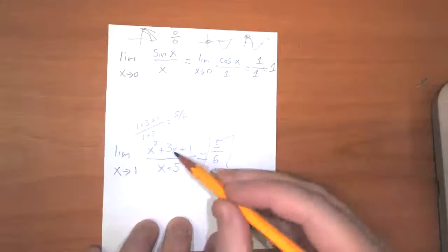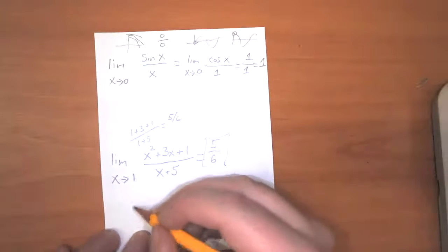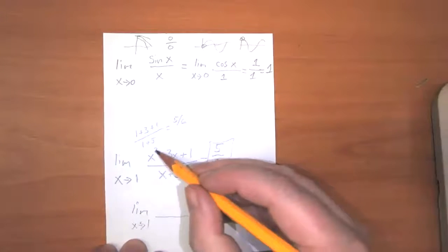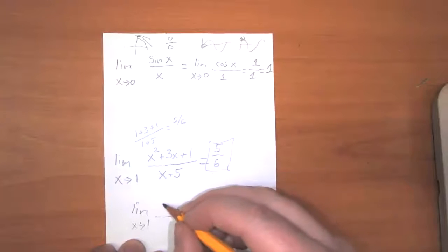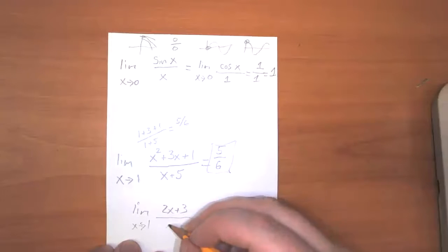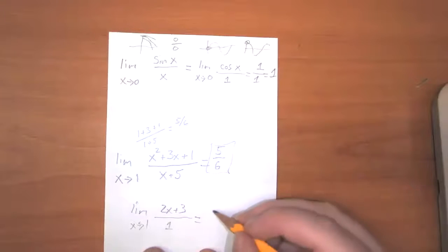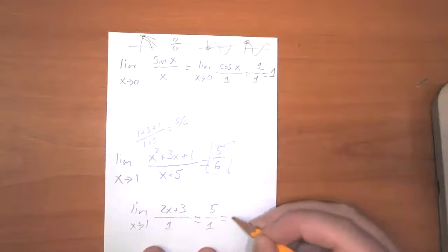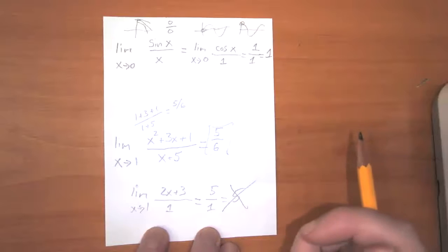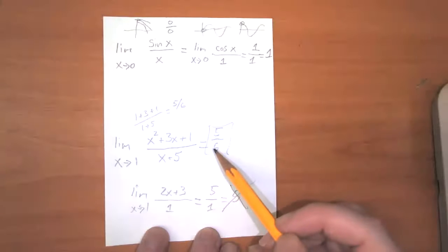But let's see what would happen if we use L'Hopital's rule on this. Let's see if L'Hopital's rule would work out for us. So the limit as x approaches 1 of, well, we've got x squared plus 3x plus 1. Its derivative is 2x plus 3. And the derivative of the denominator is just 1. So substituting 1 in for that, we've got 2 plus 3, which is 5 over 1, which is equal to 5. So notice that L'Hopital's rule does not give us the correct answer to the question when the limit itself is not indeterminate.